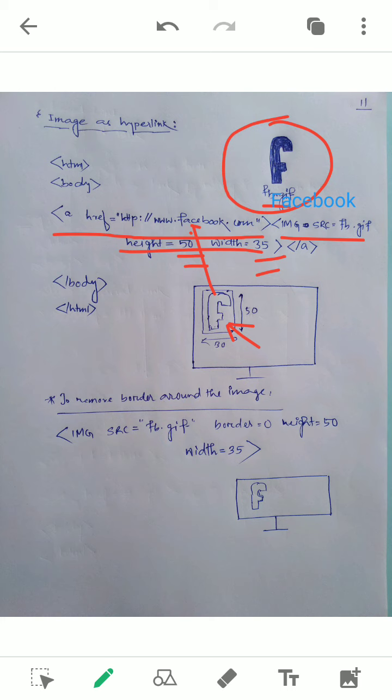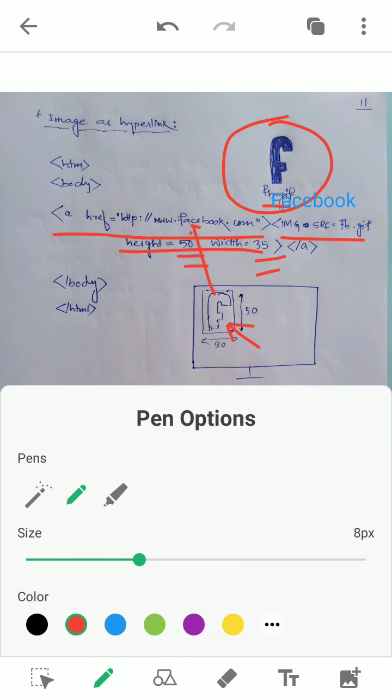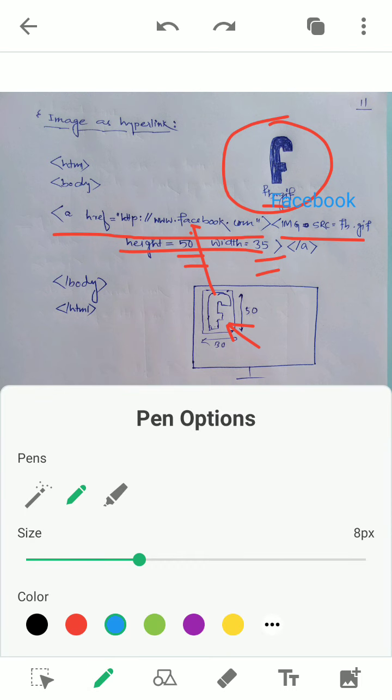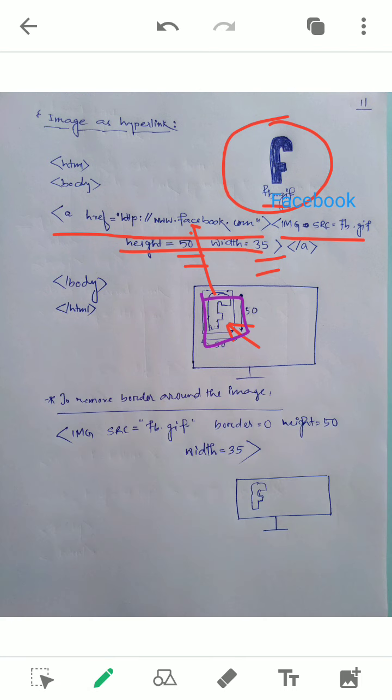Clear? So the thing is that when you create an image as a hyperlink, by default a border appears around the image. By default it comes. The color of the border will be blue for an unvisited link, not visited. Once you have visited it, the color of the border will be purple. If you want to remove this border, modify this line: you have to write border equal to 0. Border equal to 0, then you will not get any border around the image.